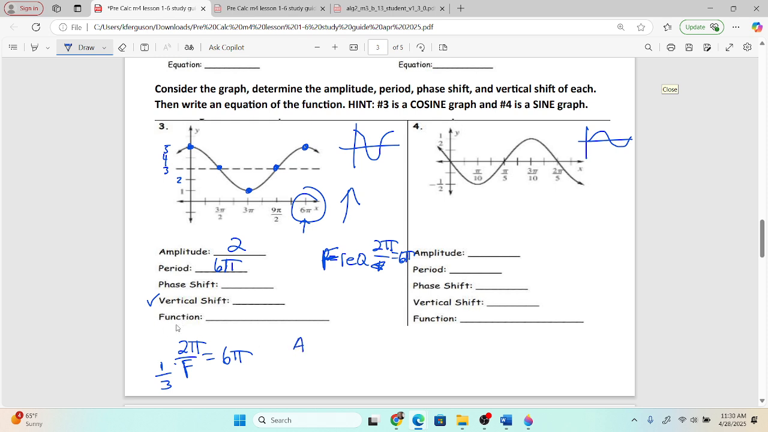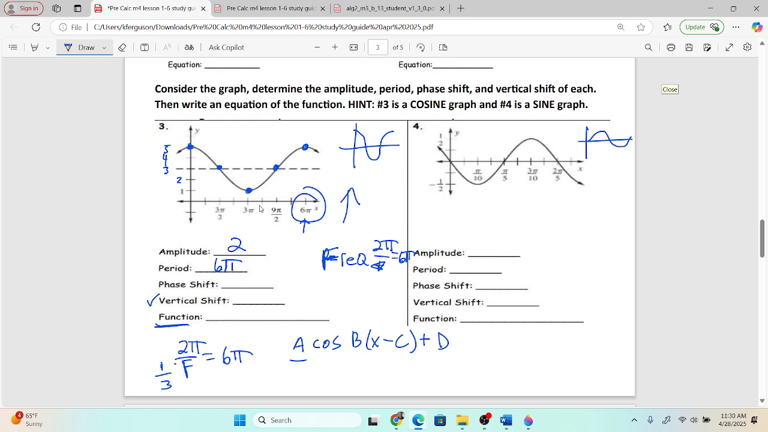Because my equation or function, which they're asking me to do, will look like, well, this is cosine. So cosine of b times x minus c plus d. That doesn't need to go there, so let's erase that because that's going to make that confusing. All right. So my basic setup for my function is a times cosine of b times x minus c plus d. All right. So anyway, that's that.